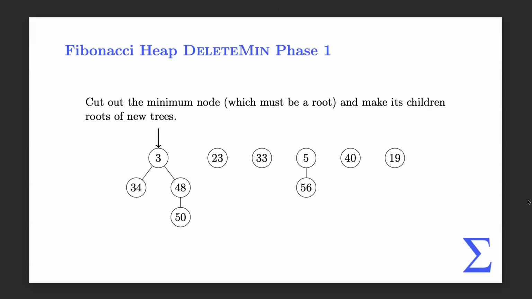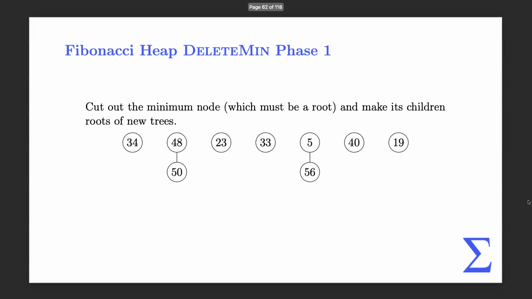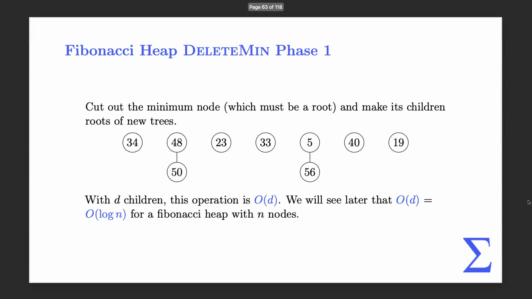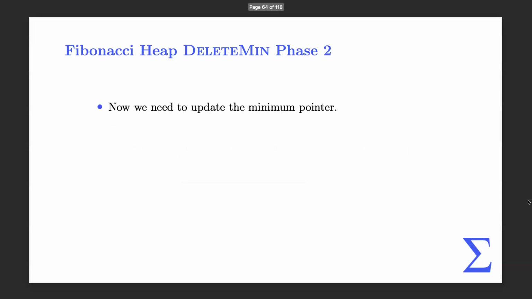Okay, so then delete min is the most complicated operation, because this is where we start enforcing more order. You would cut out the minimum node, which is a root, and make its children roots of new trees. So if we're cutting out the minimum, which is 3, we get some new trees. With D children, the operation is O of D, and O of D is O of log n for a Fibonacci heap with n nodes. There's going to be a little proof on this later. That's actually the crux of the Fibonacci heap, and we're going to get there.